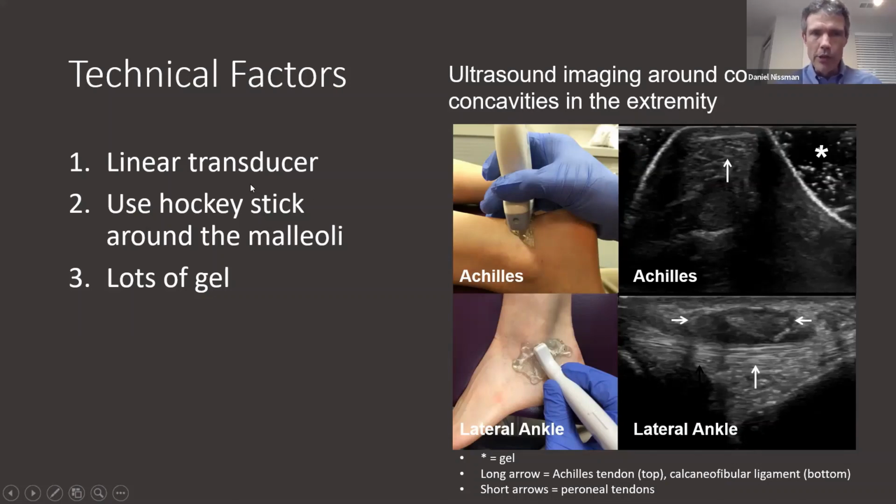We always want to use a linear transducer because tendons and ligaments are highly ordered collagen structures, and you want to have the sound beam perpendicular to the collagen fibers, and you have the best chance of that with a linear transducer. With a curved transducer, like you might use for hip or abdominal work, all of those beams are at multiple different angles, so you're going to have a hard time imaging structures like tendons and ligaments.